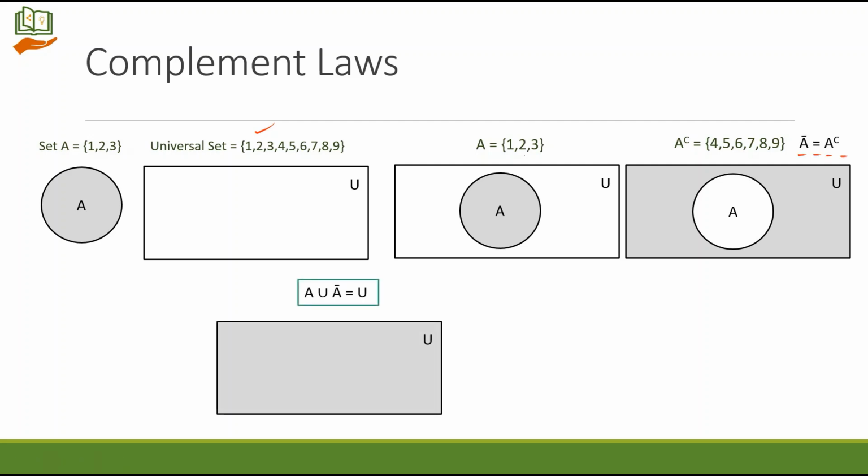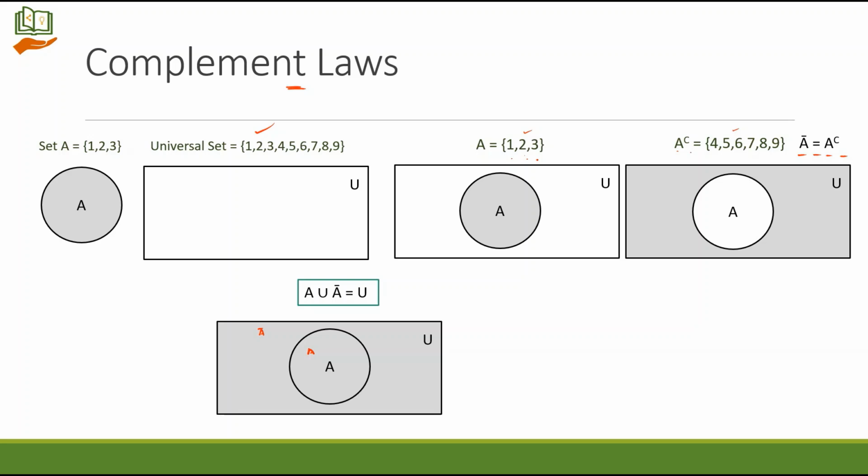Now let's take the first complement law. A union A complement is equal to the universal set. So A is this part, A complement is this part. Altogether, when you find the union, what you will get? You will get the universal set. Just apply this to the problem. 1, 2, 3 union 4, 5, 6, 7, 8, 9 will give you the universal set. When you are applying complement to the complement, that is complementation law. But when you take complement laws, it is about working with the set and its complement.